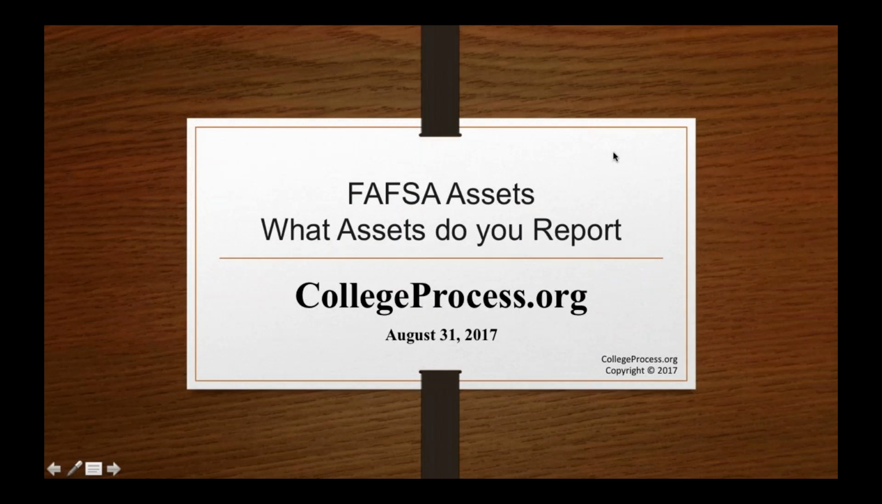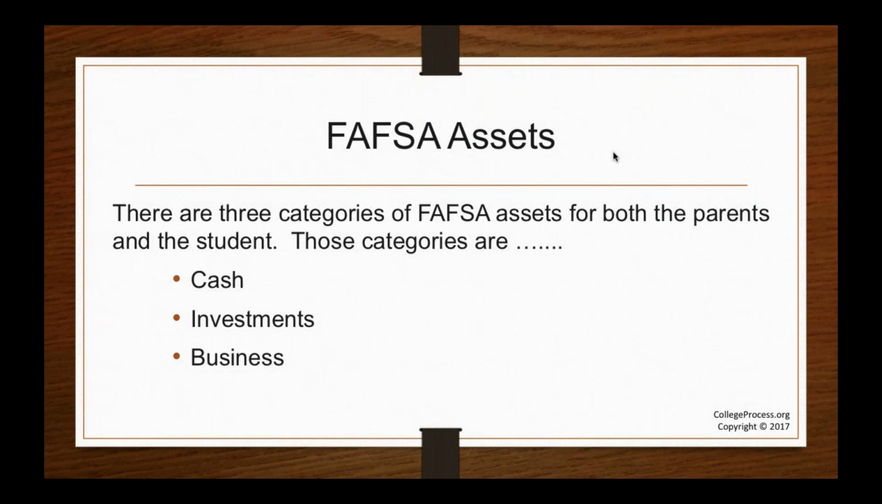Okay. Well, assets are always an important part of the financial aid process on the FAFSA form, and we want to take some time today and just go down through those. When you look at the FAFSA form, there's three categories of assets that you're going to report. There's going to be cash, there's going to be investments, and then there's going to be business. Now, one thing you have to remember is you're going to report these assets for both the parents and for the student. Many times the student won't have all those assets, may only have cash, but still you're going to report it for the student.